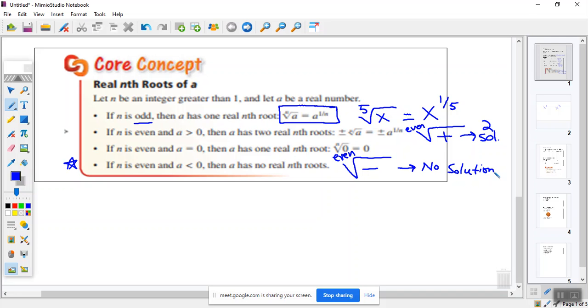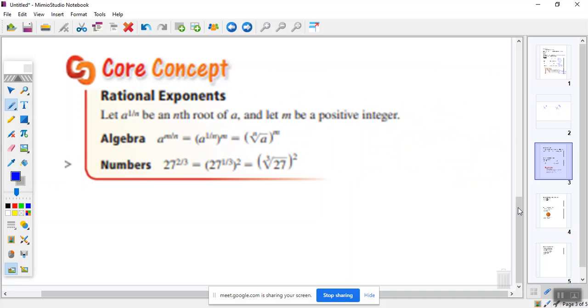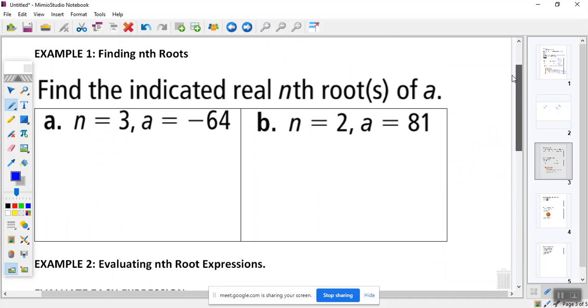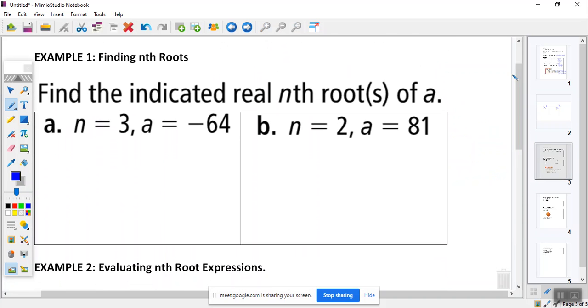What questions so far? First page. Got the definitions in 4 kinds of ways, written down, summarized. Let's see if we can make sense out of what's up here, definition in 4 ways. This here says find the indicated real nth roots of what? A. All right. Well, let's do this.